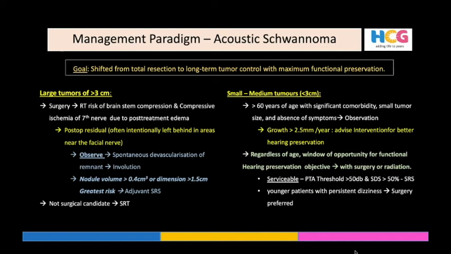Regardless of the age, the window of opportunity for functional hearing preservation, you can achieve either with surgery or radiation. Both in the hands of a good neurosurgeon, the outcomes will be better. But having said that, when the hearing is more serviceable, with pure tone audiometry threshold more than 50 decibels or speech discrimination score more than 50, that is the time radiosurgery is something which can be easily done in a non-invasive fashion.